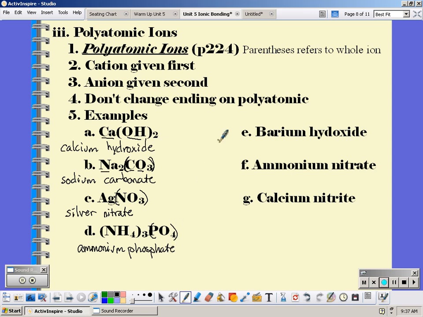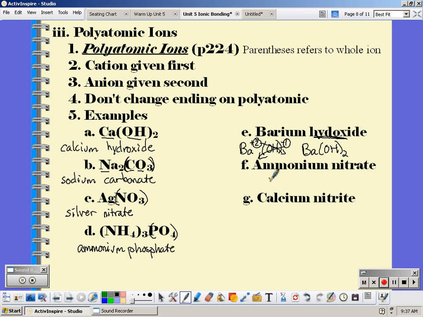Here we have names, so I would want the formulas. So we want to make sure that we cross charges. So barium in group 2 is +2. Hydroxide is a polyatomic that contains hydrogen and oxygen. It's one of the only polyatomics that ends in IDE. So if we cross our charges to the outside of the parentheses, we have BaOH2.